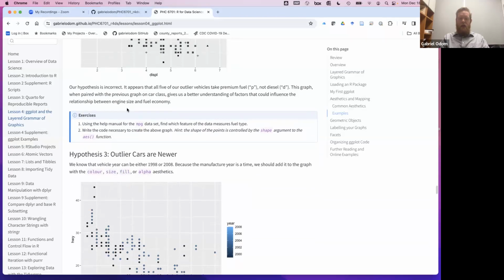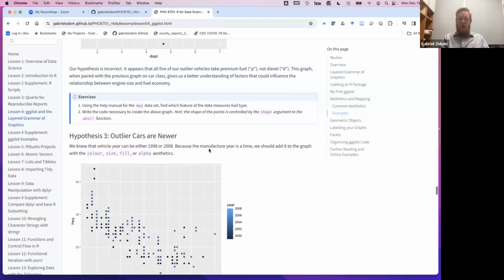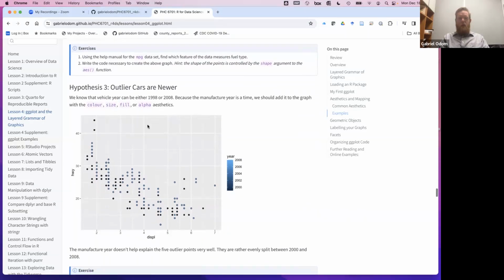Again, these exercises, work them on your own time once the video is done. The third hypothesis was, maybe it's that these outlier cars are all newer, but we see that no, not really. Four of the 6 are from 2008, and 2 of the 6 are from 1998.